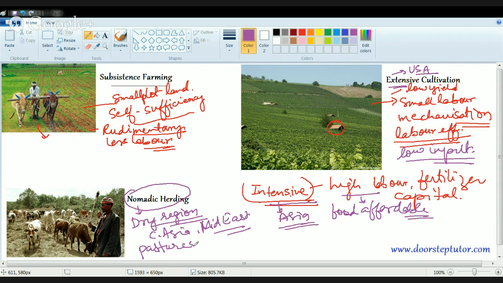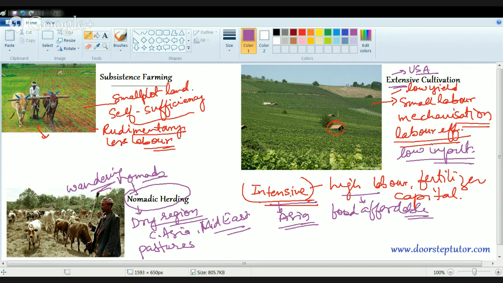The people who follow nomadic herding are known as nomads. They do not have a permanent residence. They move from one place to another, and you can call them wandering persons. They keep on grazing their animals. Whatever product they get from the animals, they sell it in the market. So that is nomadic herding, a very conventional and traditional practice common mainly in the dry regions of the world.